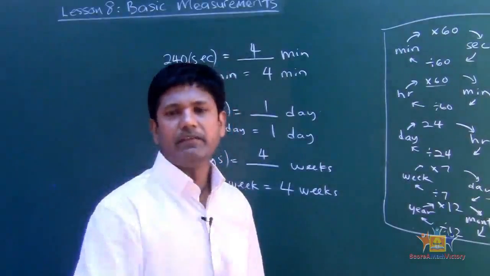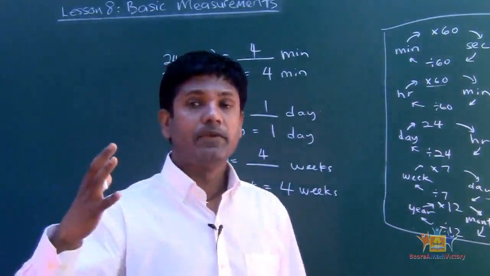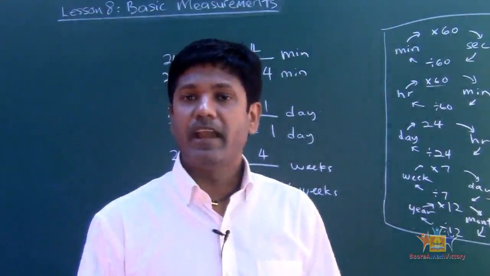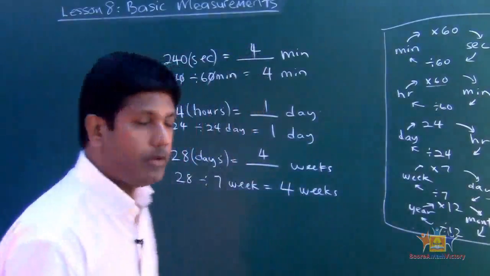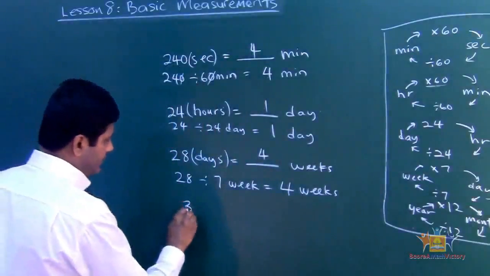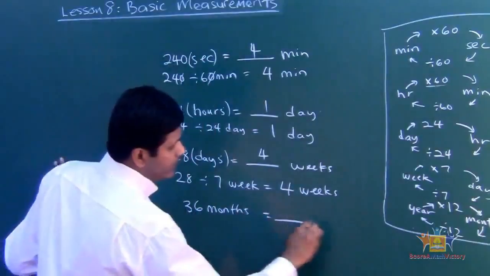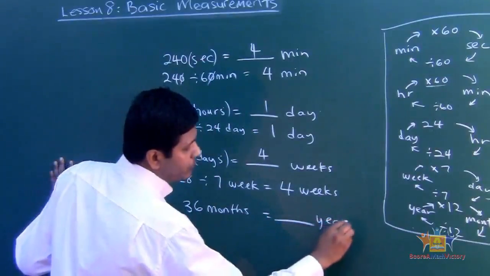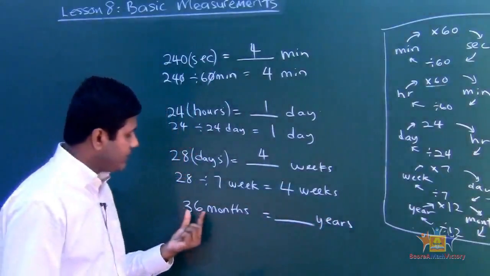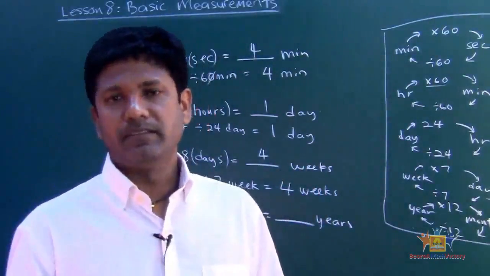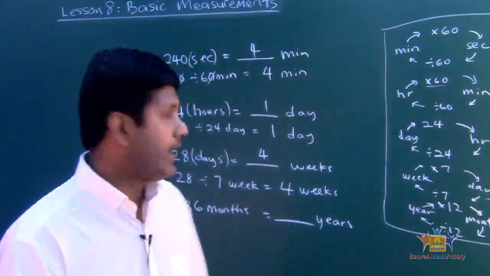Let's say, for example, I give you 36 months, and I want to find out how many years. So we put 36 months, and we want to find out how many years. In order for me to do this, I need to know the relationship between month and year. So 1 year equals how many months? 12 months. See that?